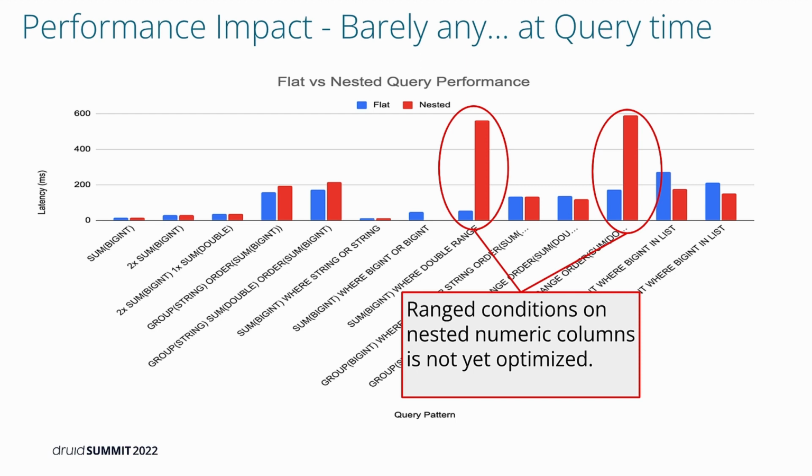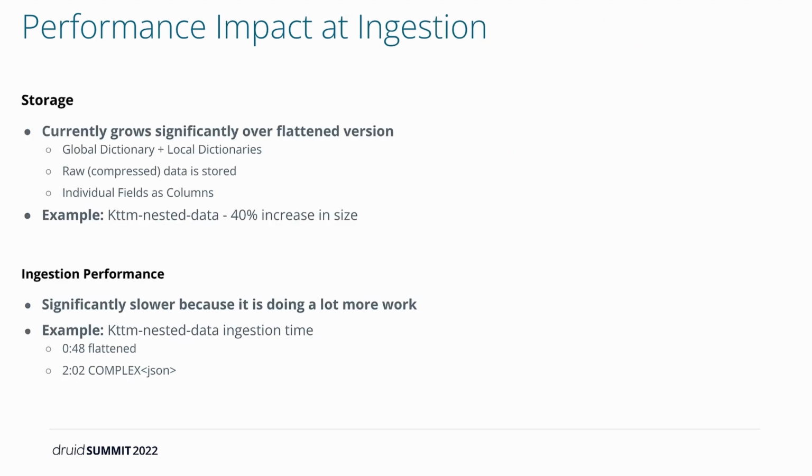But that's also something that's in the works, so this should be resolved in a future release. So from a storage and ingestion performance impact, we see that from a storage perspective, there's growth, right? There's a larger storage footprint for nested JSON than there is for the flattened versions. This is because nested JSON stores more different structures, right? It stores a global dictionary.